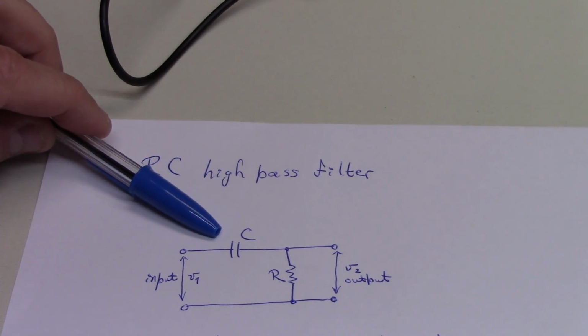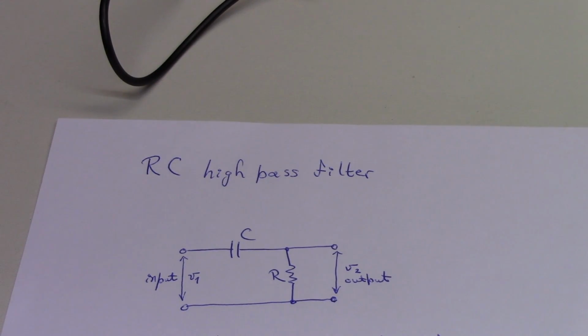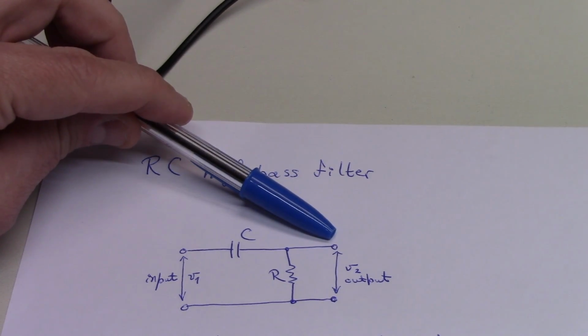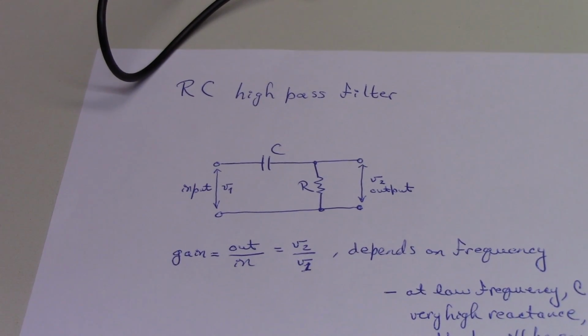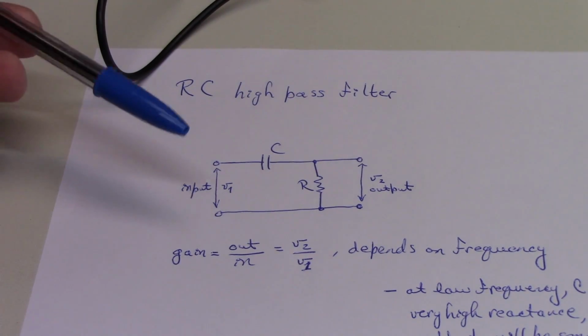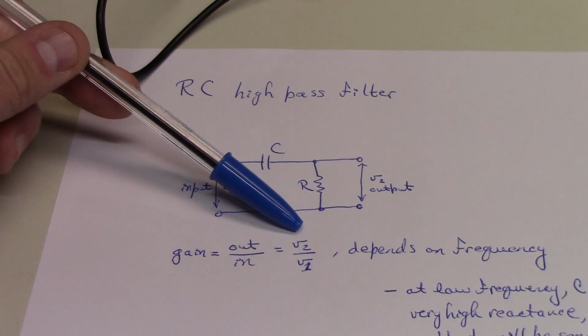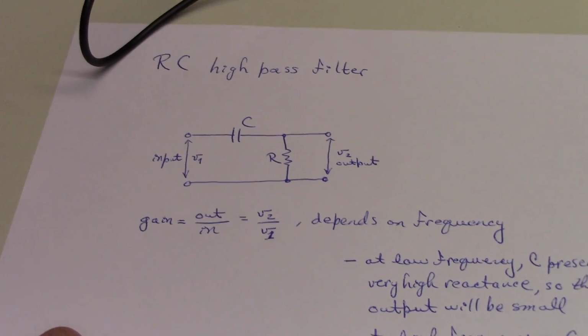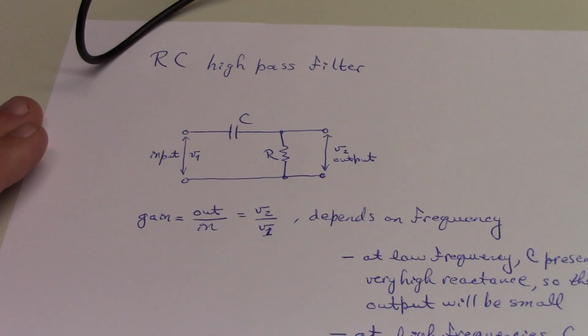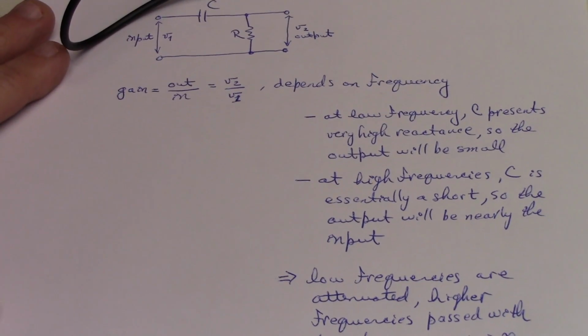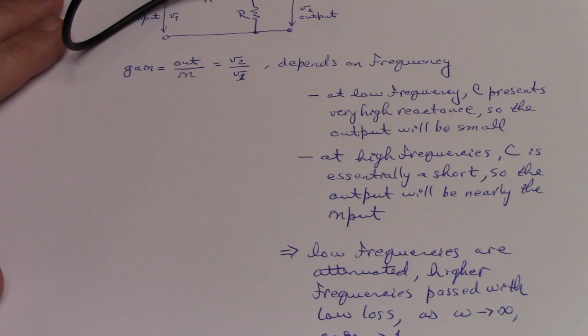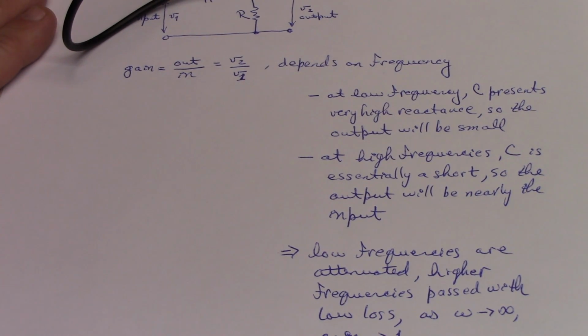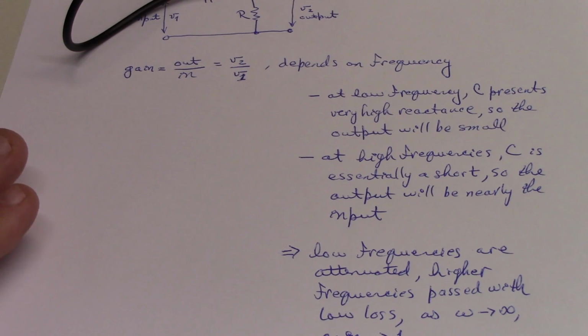When the frequency is very high, this capacitor will look like a short circuit and the current will be able to pass through. So if we think in terms of a gain, we define the gain now as the output voltage divided by the input voltage, we see that the gain of this circuit will depend on the frequency. And at low frequency, the C presents a very high reactance, so the output will be small. But at higher frequencies, the capacitor is essentially a short, and the output will be very nearly what the input voltage is.